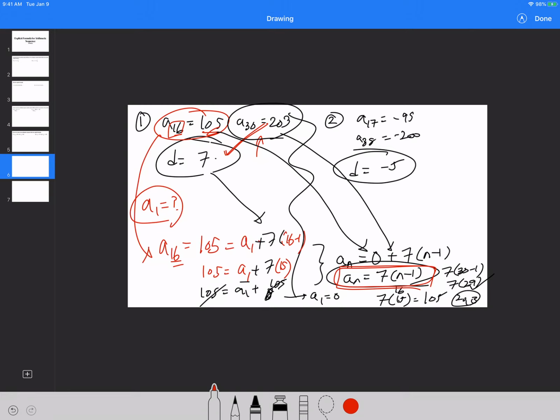Okay, I know that's a lot of work, but that's just the way it's going to be here. Now, let's try doing the second one, okay? Again, I'll pause your video and then see what you're going to come up with for your explicit formula.